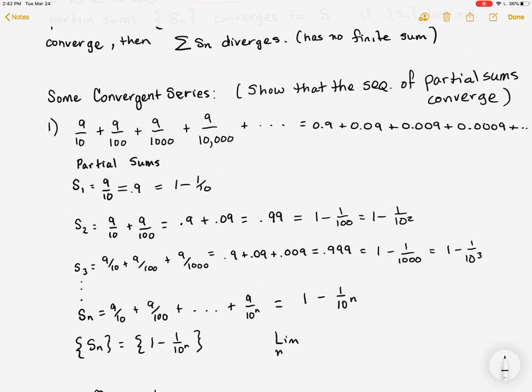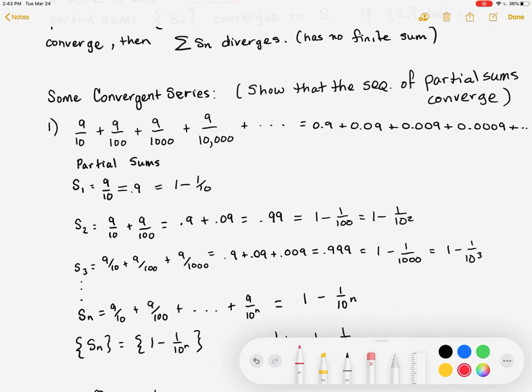Now take the limit as n goes to infinity of 1 minus 1 over 10 to the n. Well, the only term that grows is the 10. That gets bigger and bigger and bigger in that fraction. Then I divide that into 1, so that term goes to 0.